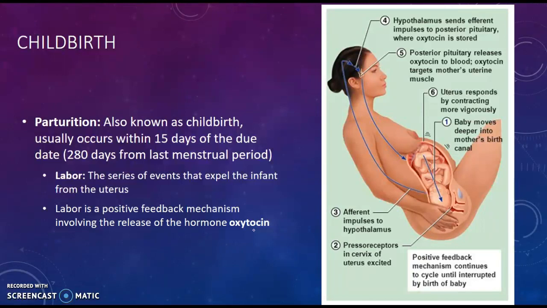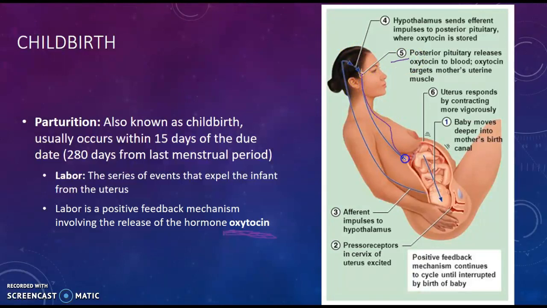And labor is the series of events that are going to be able to expel the infant from the uterus. Remember that labor is a rare feedback mechanism because it's positive, and it's caused by the release of the hormone oxytocin from that pituitary gland. So your hypothalamus, remember, is going to actually make the oxytocin and store it in the posterior pituitary, which will release it into the blood.